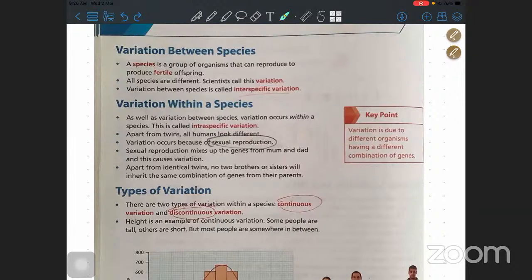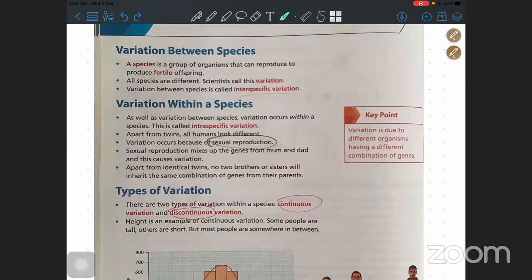The variation between the species is called interspecific variation. Then there is variation within a species. So we talk about variation within a species as well as variation between the species. Variation occurs within a species, and this is what we learn more about.